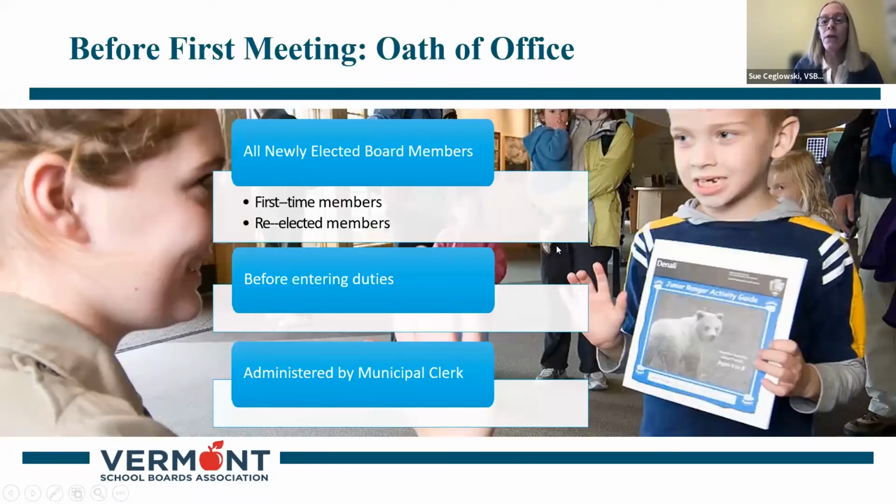Before meeting for the first time, all newly elected school board members, and this would be first-time members and also re-elected members, must be sworn in by taking the oath of office. The oath of office is usually administered by the municipal clerk. So that's an important detail to take care of before the first board meeting after the election.